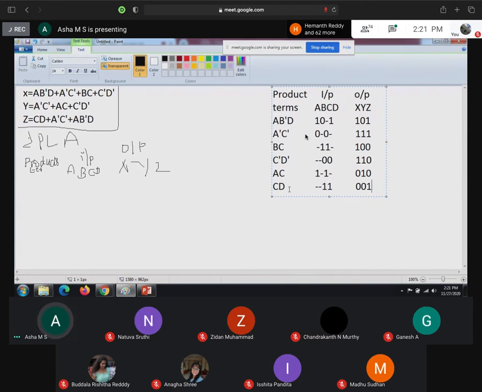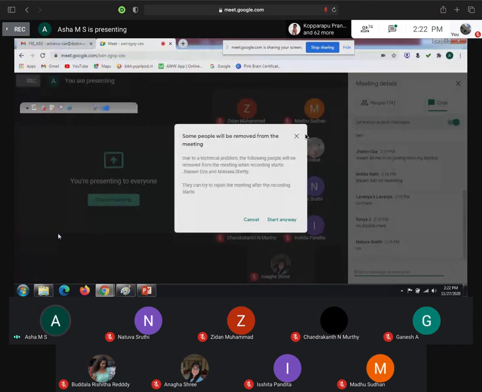So this is the PLA table we got from the given equation. If a product is repeated, there is no need to repeat it; writing it once is enough. If the corresponding input variable exists, what is its value? If it is A, write it as 1. If it is A bar, write it as 0. If the variable doesn't exist, mark it as a hyphen in the input variable. In the output variable, if the corresponding product appears, make it 1, otherwise it will be 0. So this is how we construct the PLA table.